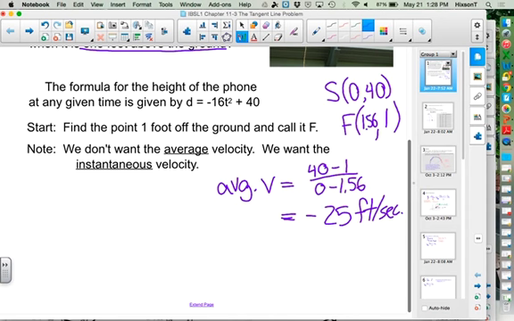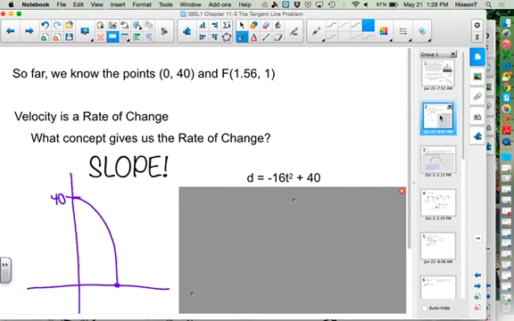We're about to get to the main thing that you are going to do with your partner here. And you guys actually already identified the key concept we're going to use, and that is the slope. So far we have these 2 points. Velocity is the rate of change, right? So is slope. The thing that makes this challenging is, unlike a line where the slope is constant, here it's changing because of gravity speeding it up.